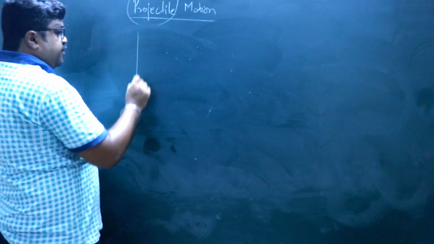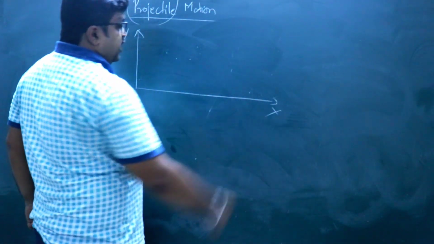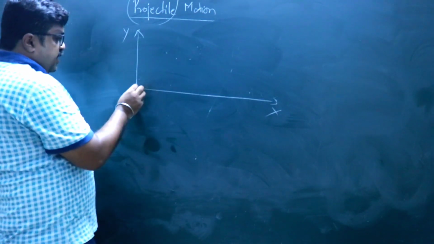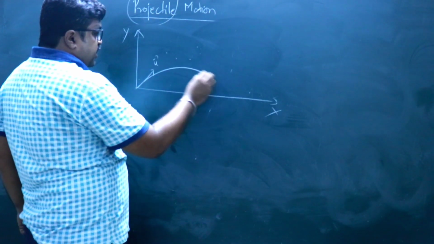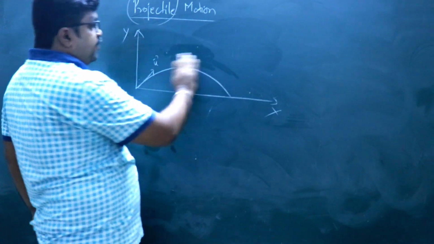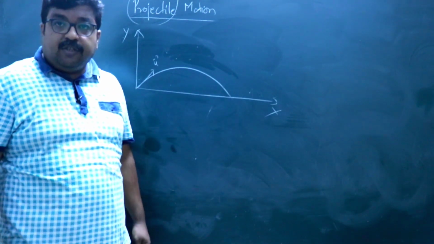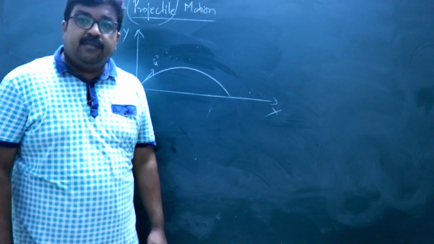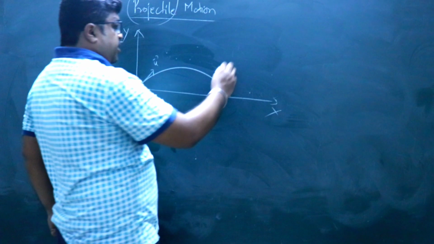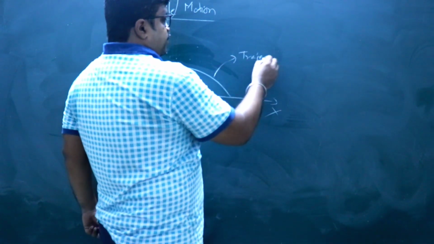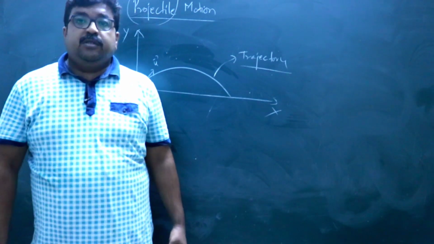Now suppose this is y-axis and this is x-axis. Okay, and the object is projected with velocity u and it goes like this. So this is the trajectory of the projectile. Trajectory means the path traced by the projectile. So this is the trajectory. So trajectory is the curve along which the projectile moves.